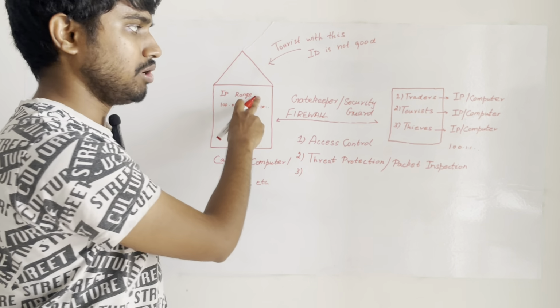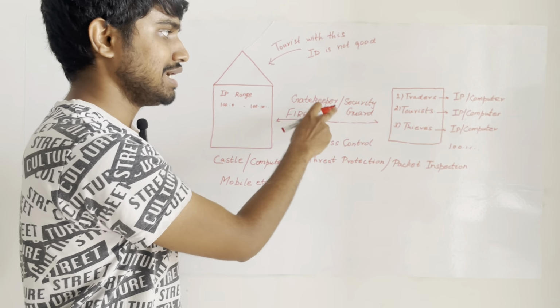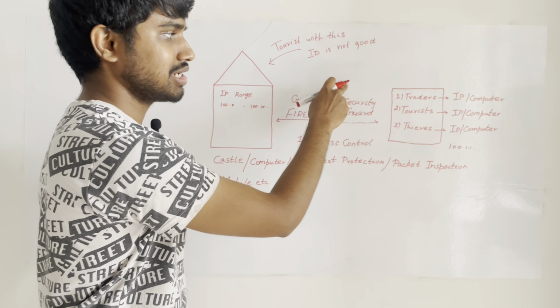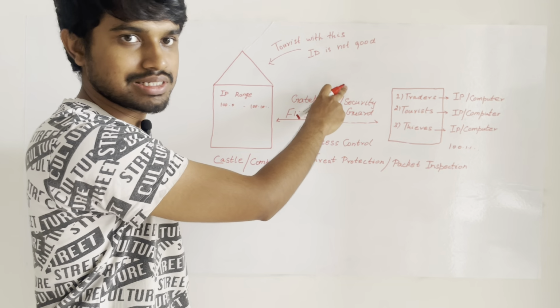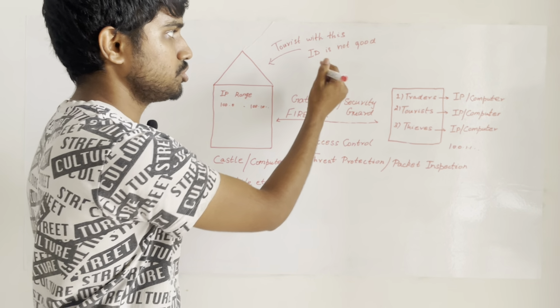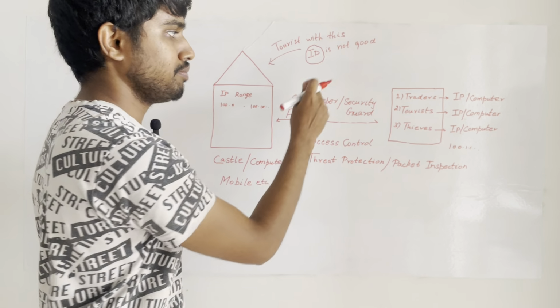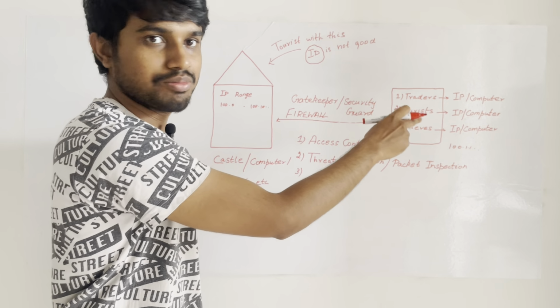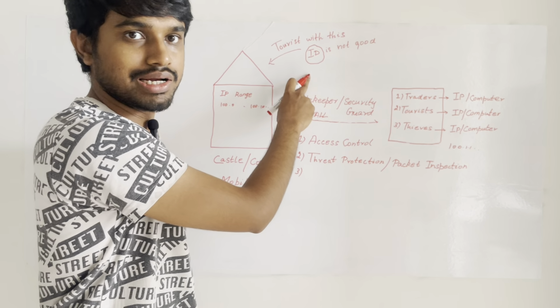So what the castle people will do, they will let the gatekeeper know that if a tourist comes claiming that he or she is a nice guy, and then gives you this ID, make sure that that is not a valid one. So send them back because they did something wrong with the other castle.